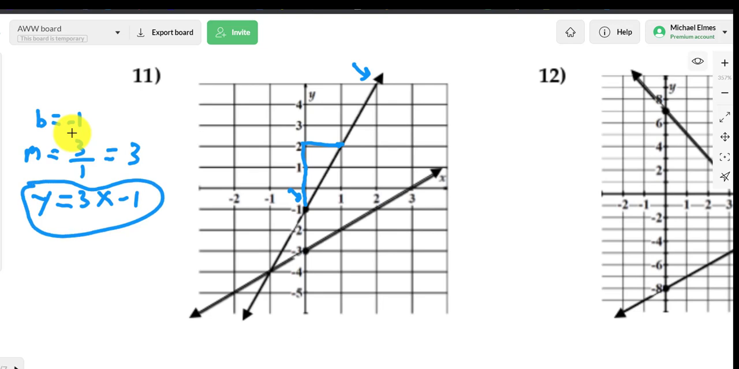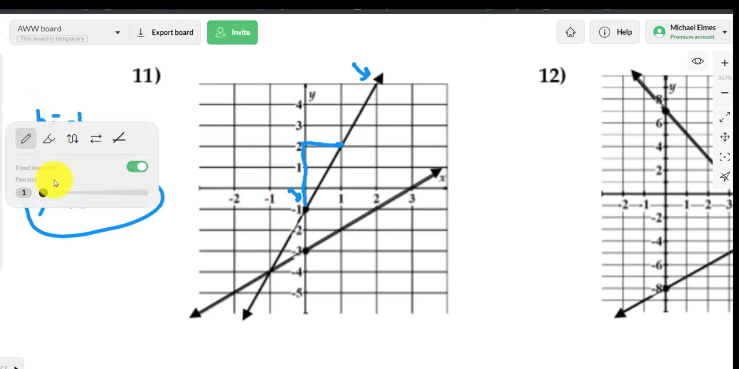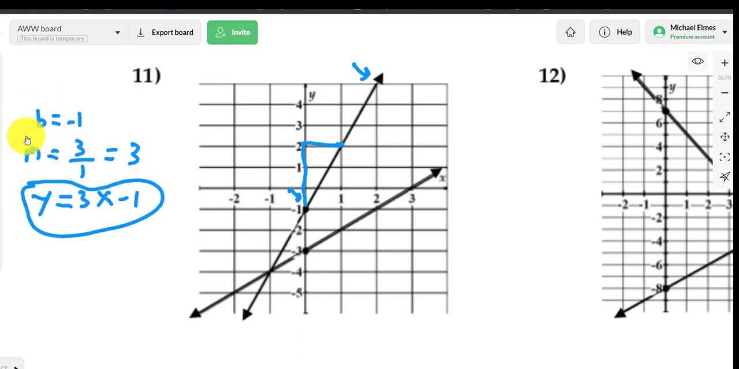My ink got really thick. I want to see if I can make it a little thinner. Okay. So the equation for this line is y equals 3x minus 1.